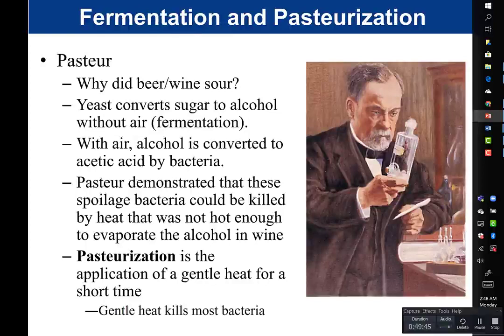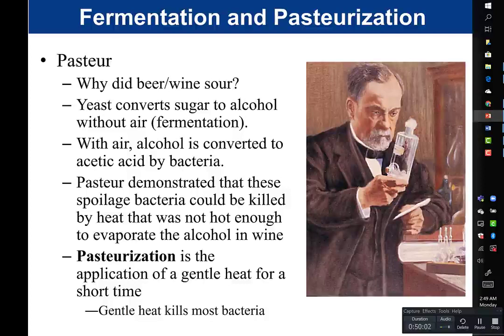Pasteur wanted to know, why did beer or wine sour? He wanted to know what made it go bad. Well, yeast converts sugar to alcohol without air. That process is referred to as fermentation.